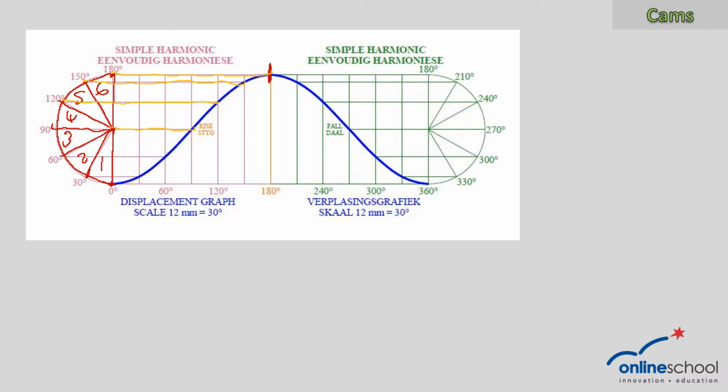Don't forget the midpoint, and that will then line up sequentially from 0 to the first 30 degrees, the 60 degrees, 90 degrees, 120, 150, and then 180 degrees. And then we will use our French curve if you have one, or do it very, very neatly, but preferably a French curve, to draw this curve that indicates the simple harmonic movement of the follower.